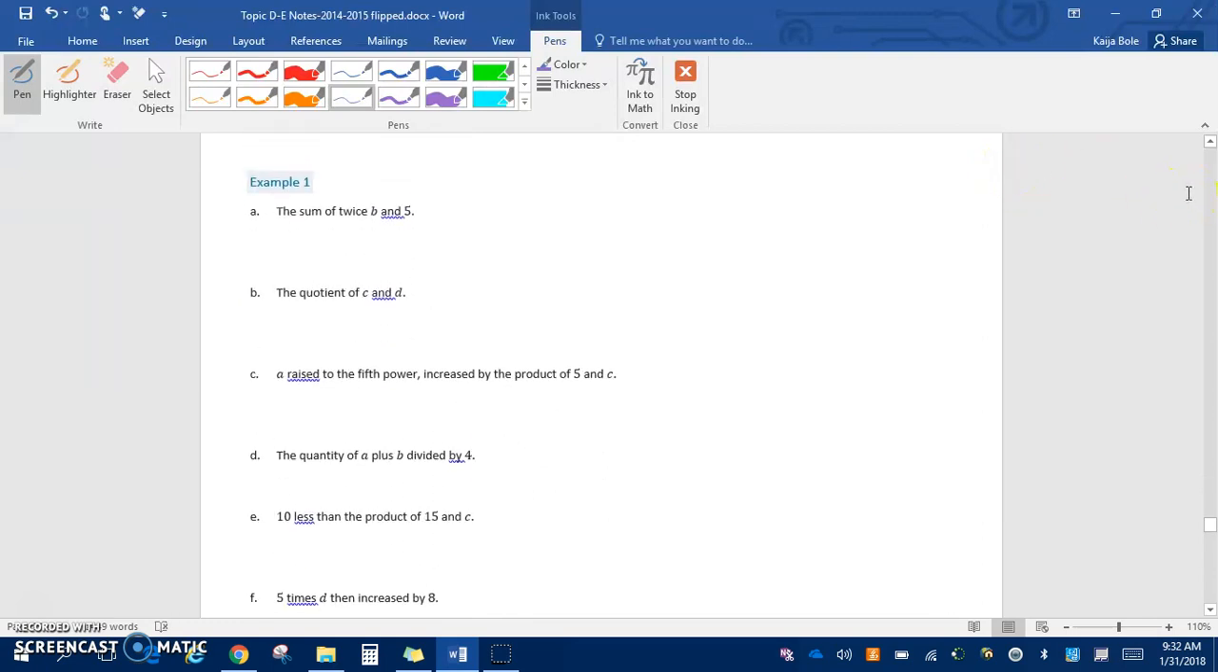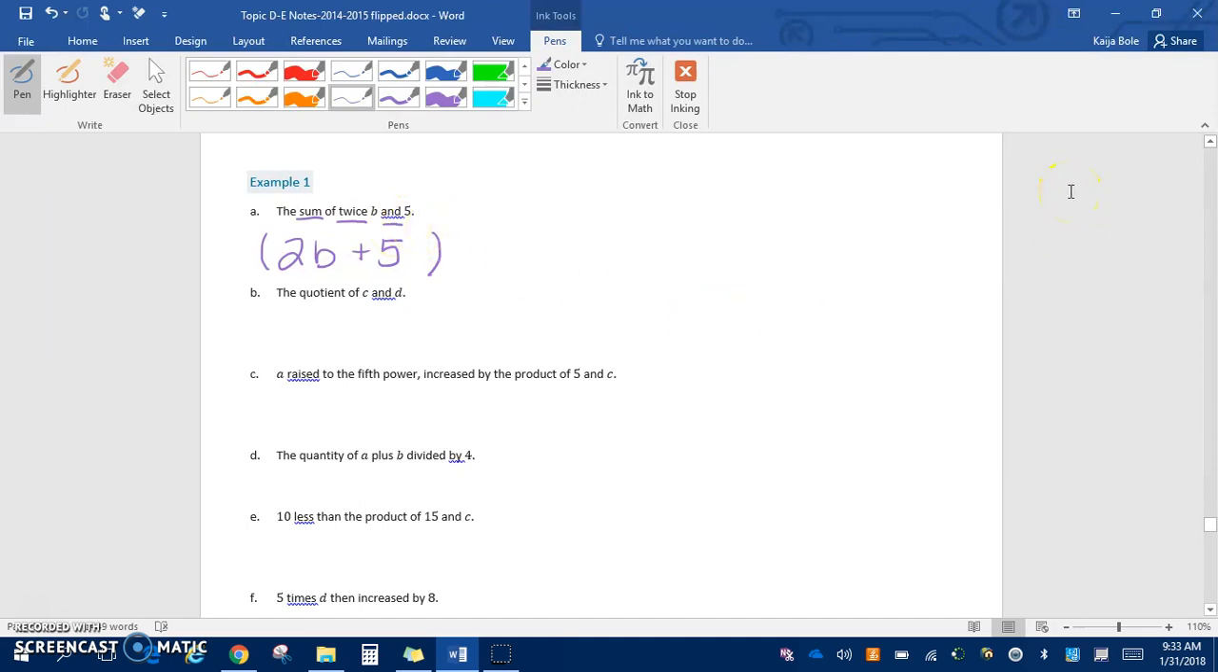Okay, so again, we are writing out these expressions using numbers and symbols now. Part A says the sum of twice B and 5. So we're going to underline some keywords. So we have sum, we have twice, and then and. Okay. So remember sum, we need those parentheses. That's a good start. And we want twice B. And twice B would be 2B, and then we're adding that with 5. Right?